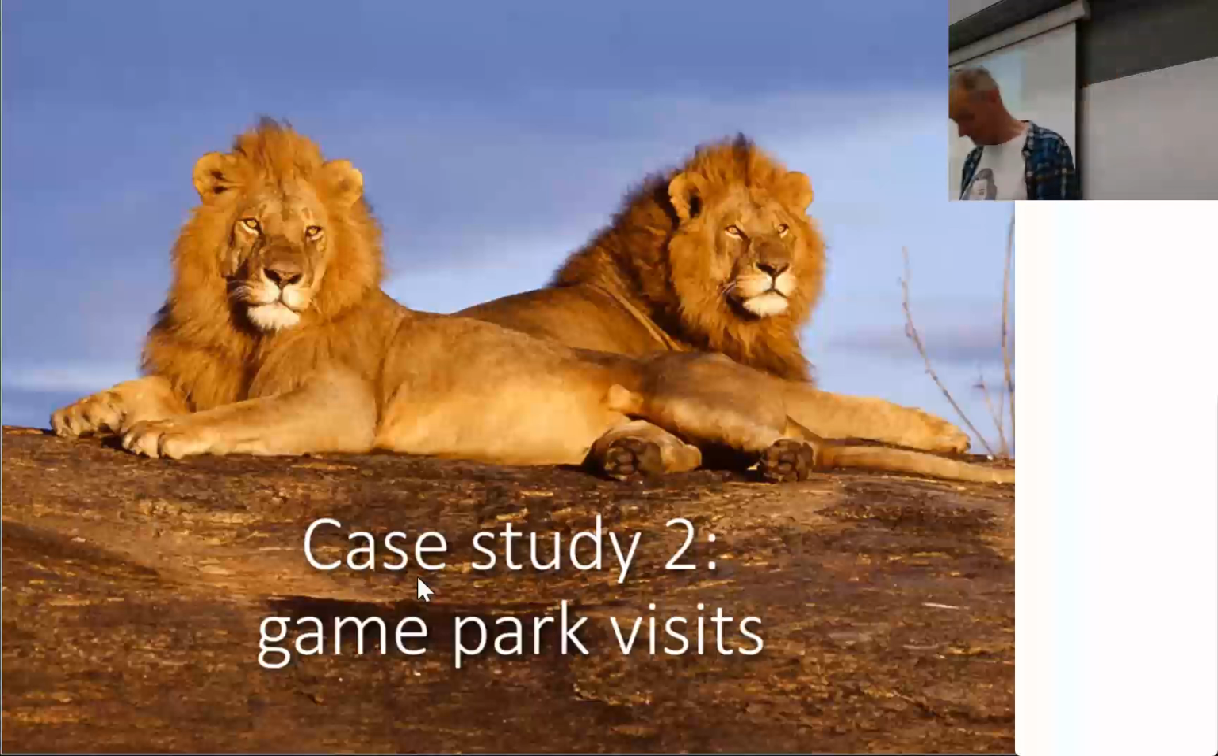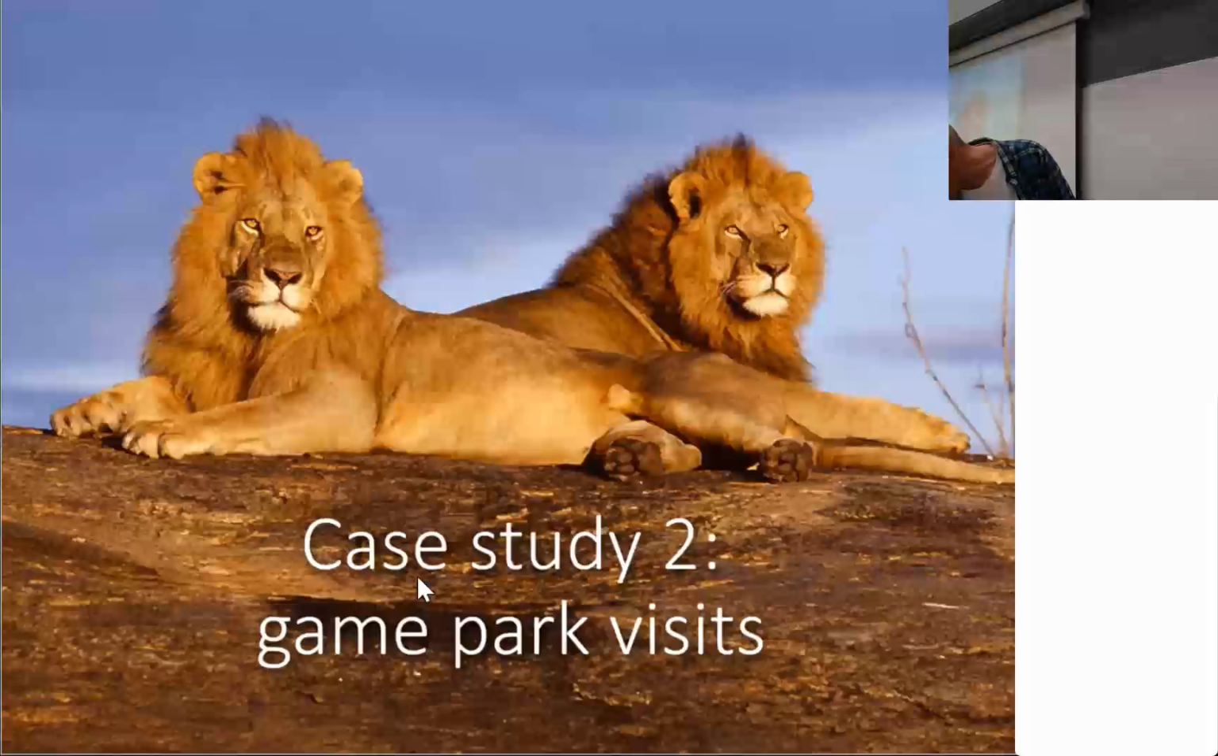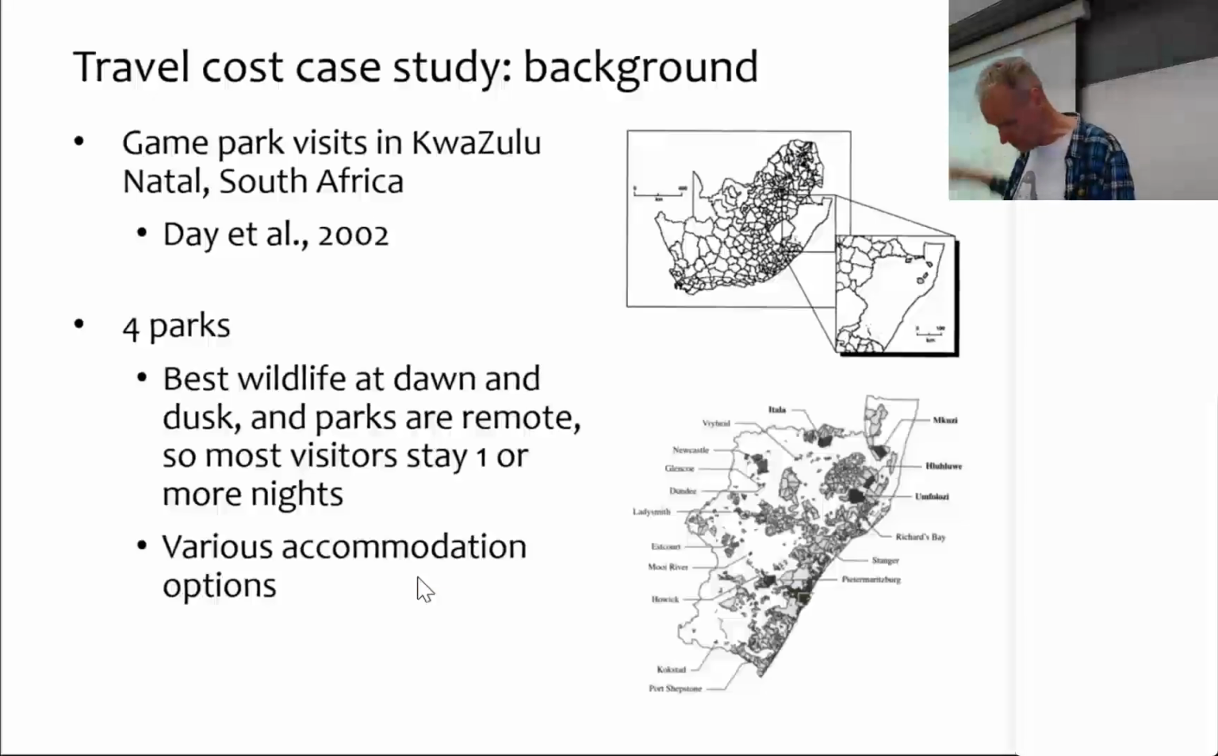So you can do this for a great many things. The example I have here is South Africa, or more specifically KwaZulu-Natal, right? And there's 4 game parks there. The names will pop up on the next slide. And the question is, which is the most attractive? What is the total consumer surplus?